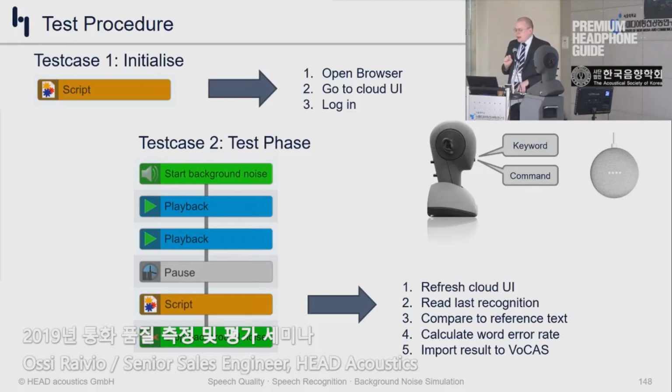So what happens in the script is that we refresh the browser, we read in the last sentence that is recognized, and then we compare, for instance, if the sentence is "What's the weather outside?", the target sentence and the actual recognition with each other. We calculate word error rate and write the result into the VOCAS database. And we run this a couple of times.